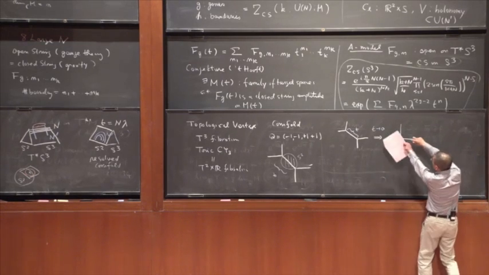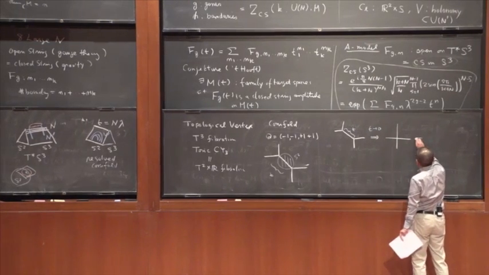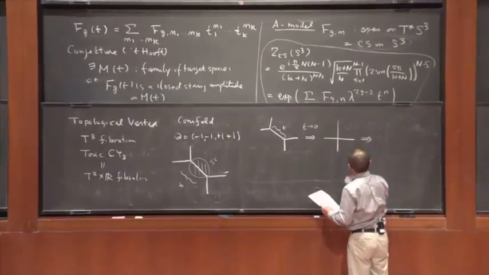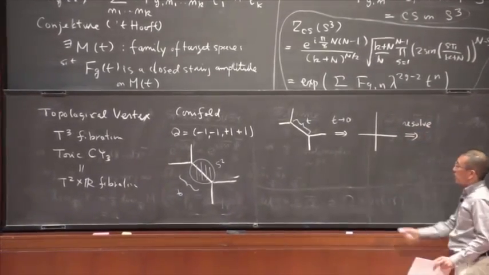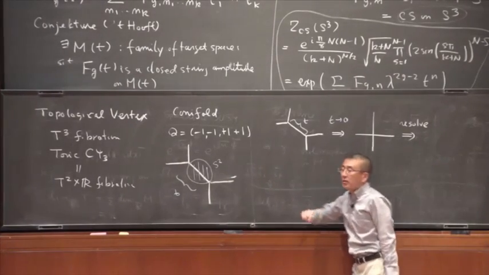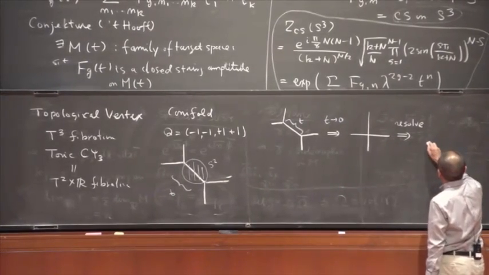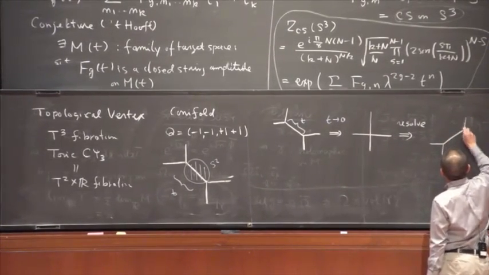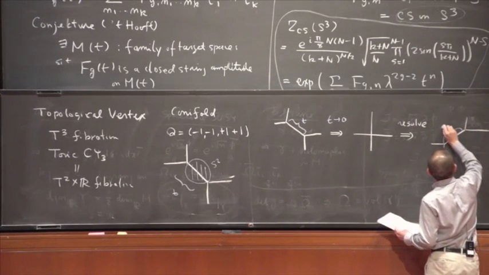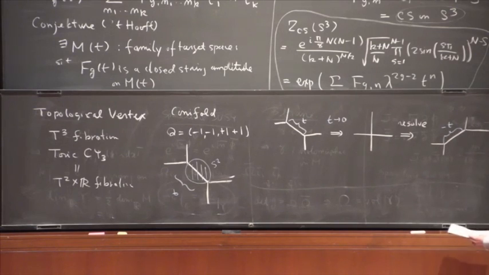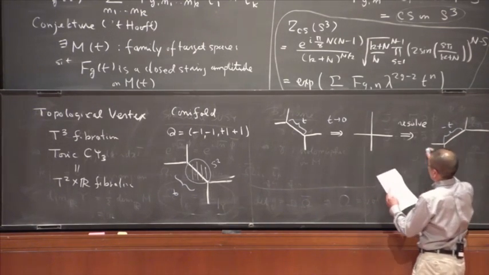Now, you can consider stretching into the other direction. So this is a singular geometry where the S2 shrinks to a point. But you can try to resolve it in the opposite direction, which actually corresponds to T negative. And this is called a flop transition.